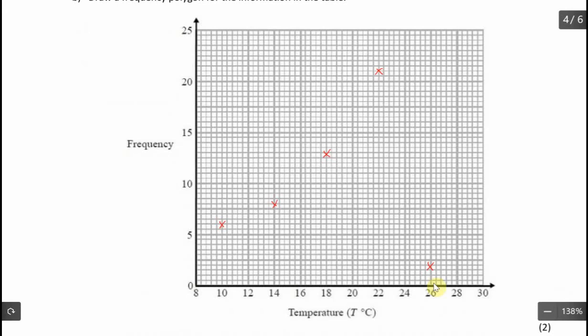Okay, and then we're going to finish that off by joining those up with straight lines using a ruler. And this is why it's called a frequency polygon, because it ends up being a bit straight-sided like a shape, but we're not going to finish off by joining the last point to the first. Okay.